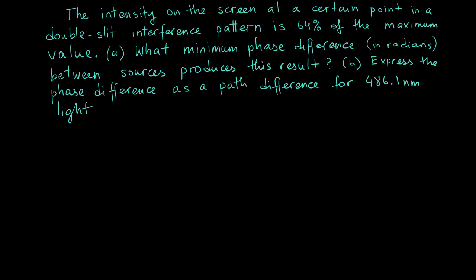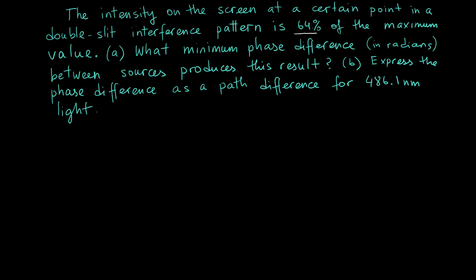The intensity on the screen at a certain point in a double slit interference pattern is 64% of the maximum value. What minimum phase difference between sources produces this result? B. Express the phase difference as a path difference for 486.1 nanometers. Let's pull out the information.